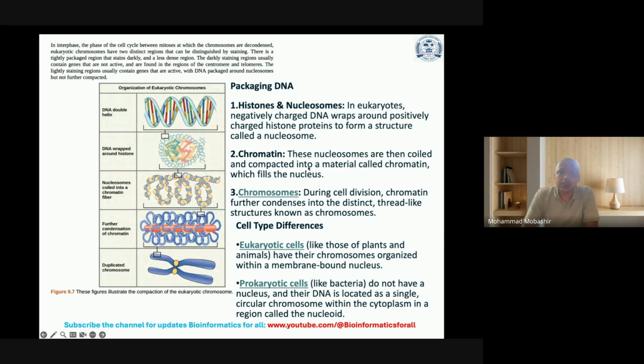Now, the organization of eukaryotic chromosomes: double helix DNA, you can see here, DNA wrapped around histones, which you can see here. Now, nucleosomes coiled into a chromatin fiber, which you can clearly see here. Further condensation of chromatin is clearly visible now. Duplicated chromosomes are available here. So, if you take a minor part of the chromosome, you will observe this, and if you take a further minor part, then you get this visibility, and then this, and then this.